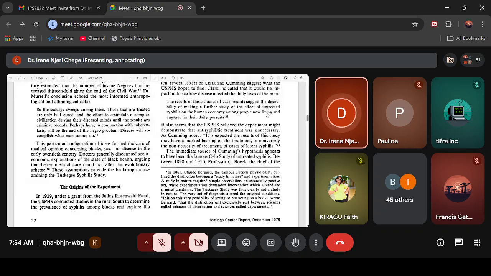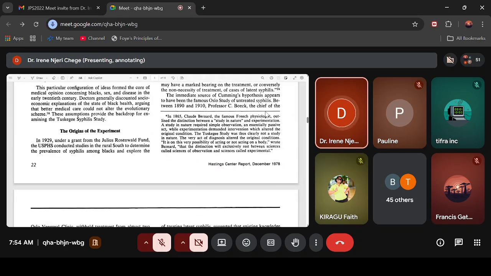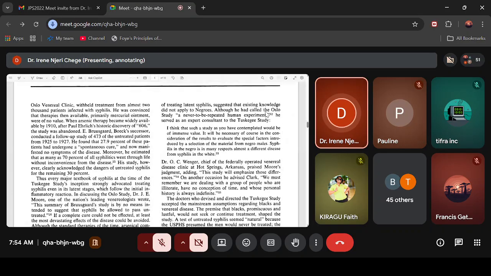Okay, the immediate source of his hypothesis appears to have been the famous Oslo study of untreated syphilis between 1890 and 1910. So this person had done their reading and decided there was no point of treating latent syphilis. And why? Professor Boeck, who did this study in 1890 to 1910, withheld treatment for almost 2,000 patients affected with syphilis. He was convinced that therapies then available, so in 1890, there was only mercury to treat syphilis. So he decided, in the 1890 study, that there was no need of treating syphilis because it was of no value.